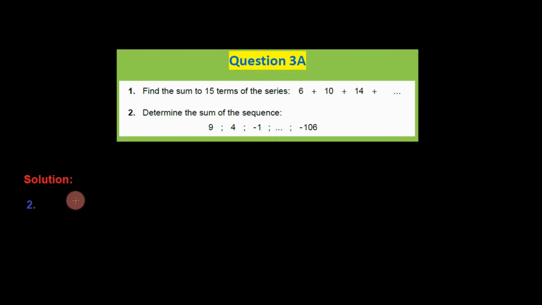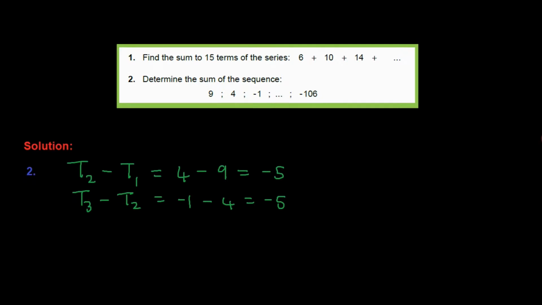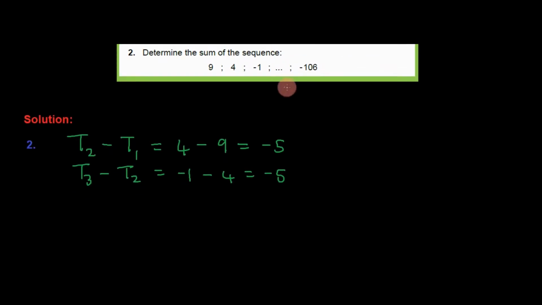Let's first check that it's an AP. So term 2 less term 1 is 4 less 9, which is negative 5. Then term 3 less term 2 is negative 1 less 4, which is also negative 5. So this is an AP with common difference negative 5. We have to find the sum of the sequence.